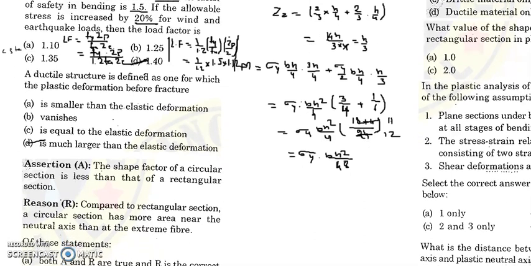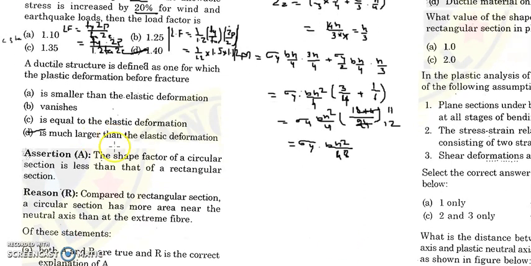Next, assertion. The shape factor of a circular section is less than that of a rectangular section. No, the shape factor S for circular section is 1.7 and S for rectangular section is 1.5. The assertion itself is wrong. Reason: compared to the rectangular section, a circular section has more area near the neutral axis than the extreme fiber. Yes, that's true. If you look into the rectangular section, okay, right.